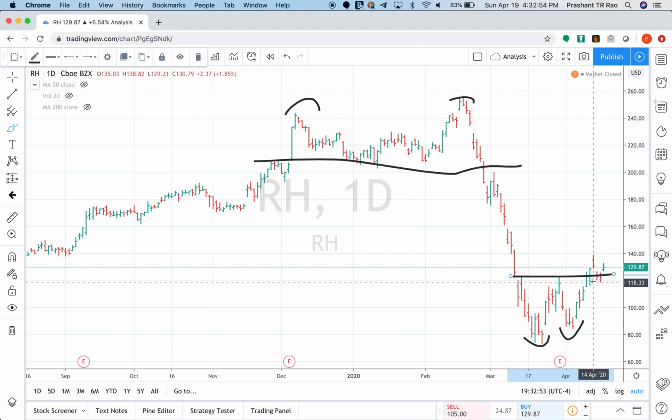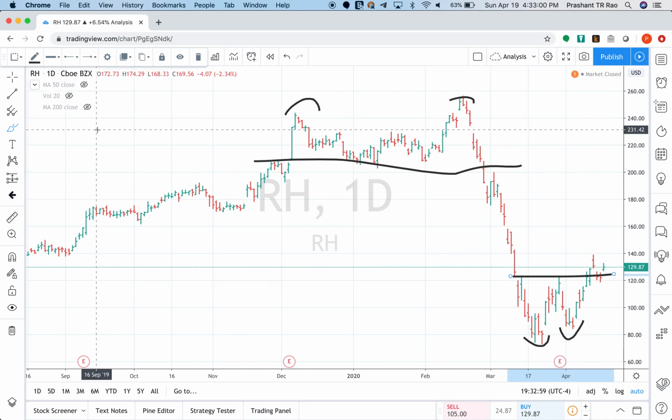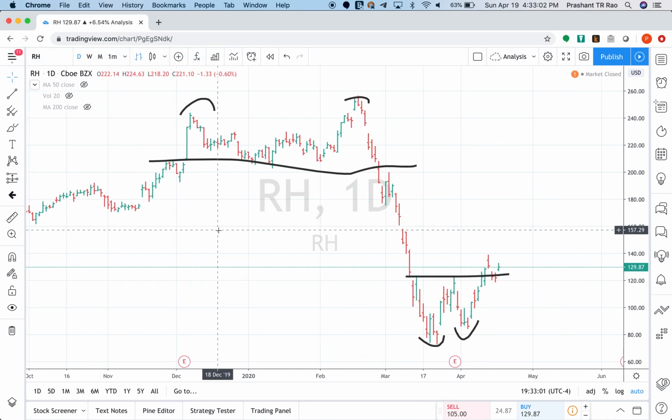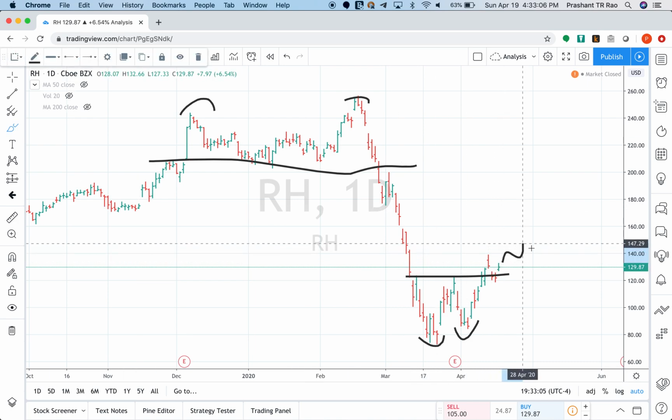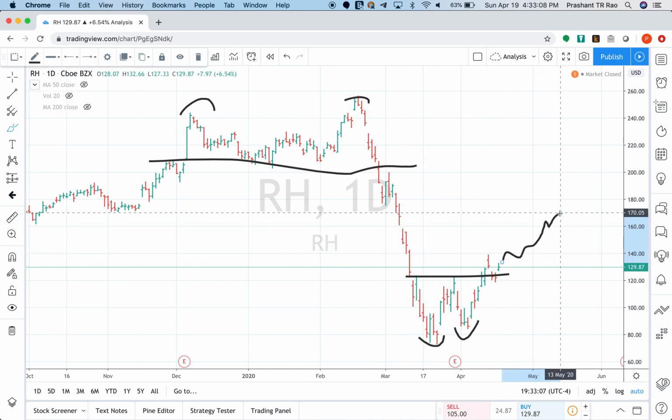Here's the neckline. We've crossed the neckline. We've seen the prices go higher. So again, in this case, it appears that the path of least resistance is going to be higher. And again, that also depends on the overall market conditions. So never do your analysis in a vacuum. You always got to keep the big picture in mind.